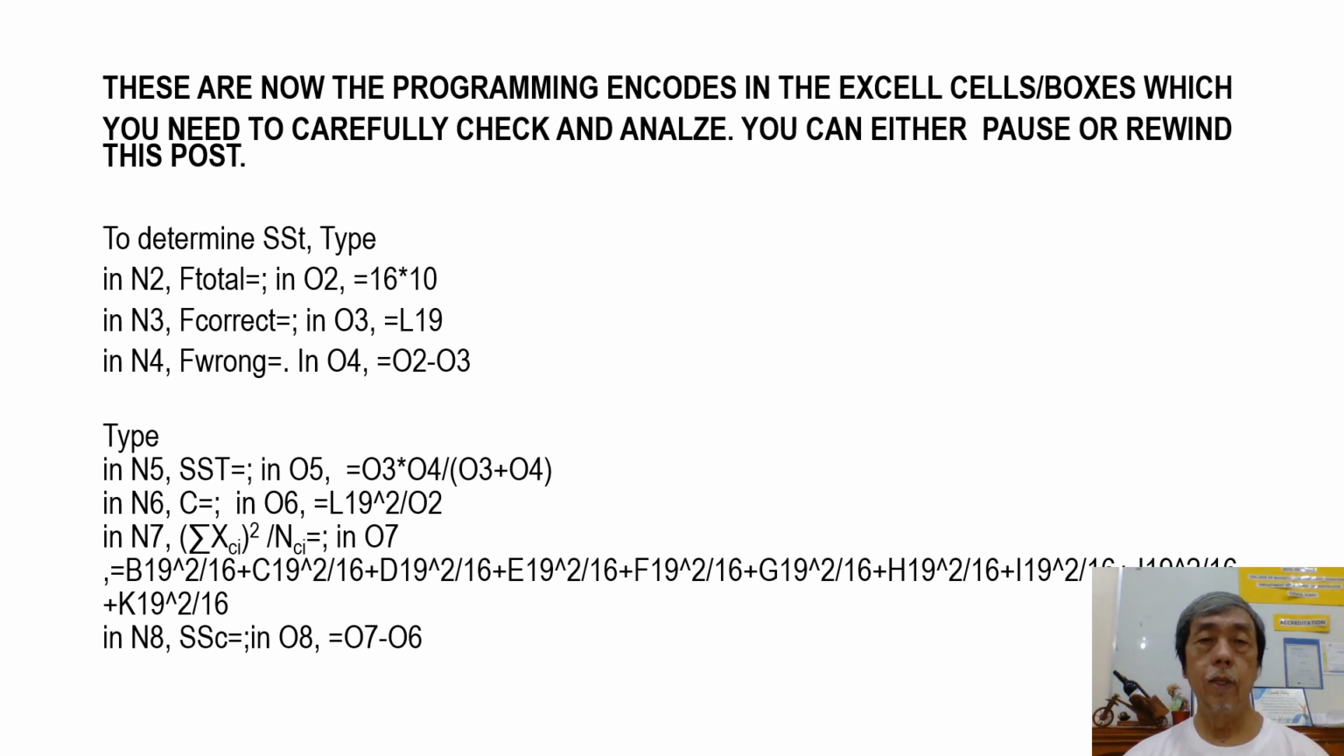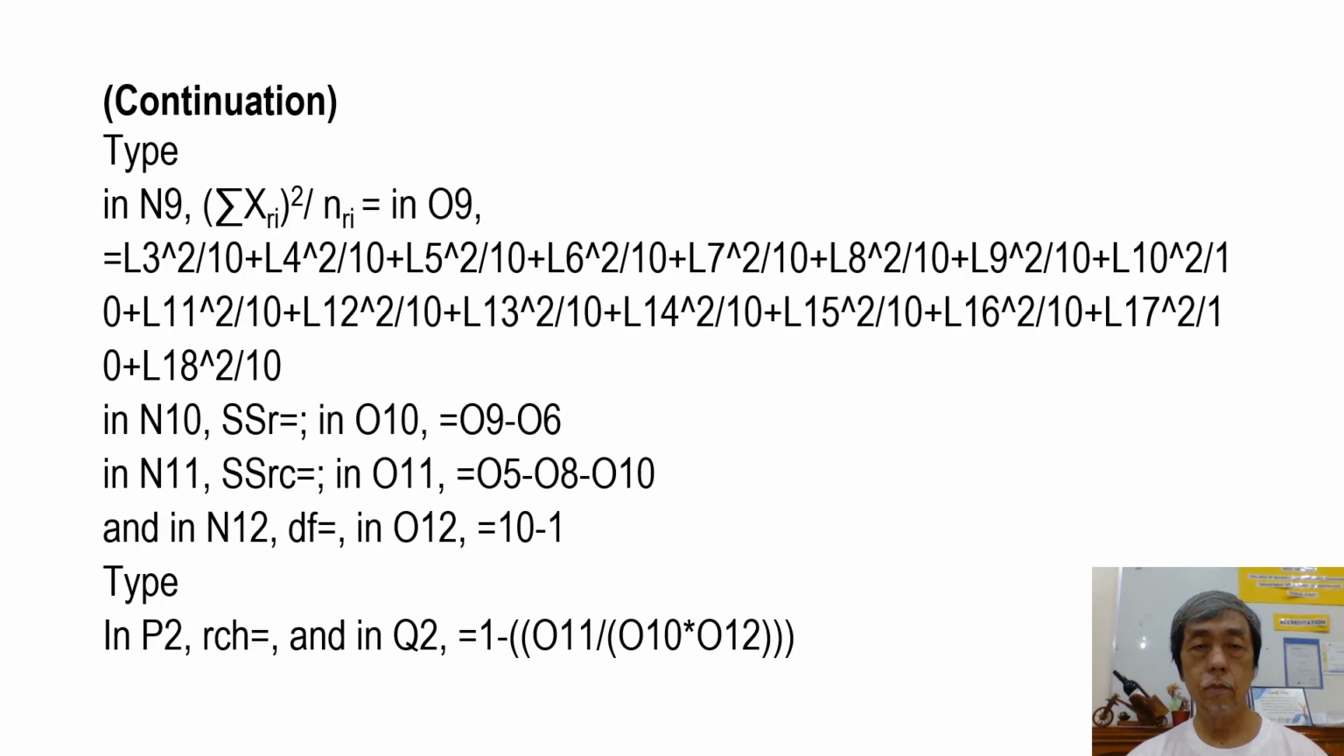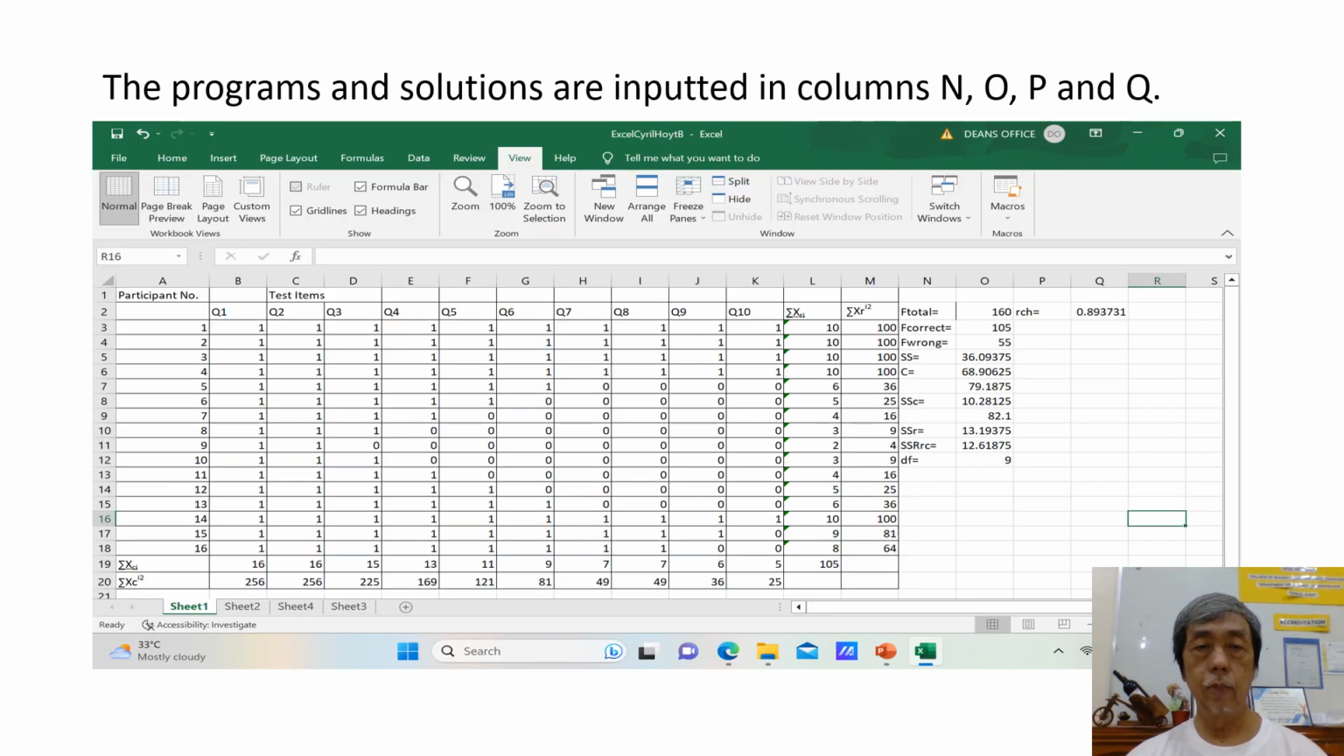With all those sums and squares of sums done, these are now the programming encodes in the Excel cells or boxes, which you need to carefully check and analyze. You can either pause or rewind this video to review your encodes. The programs and solutions are inputted in columns N, O, P, and Q.